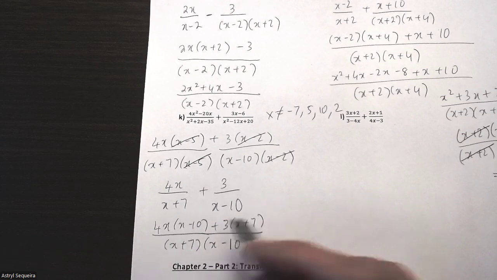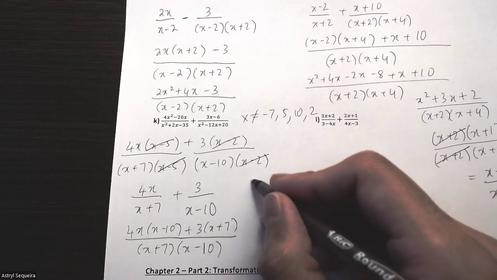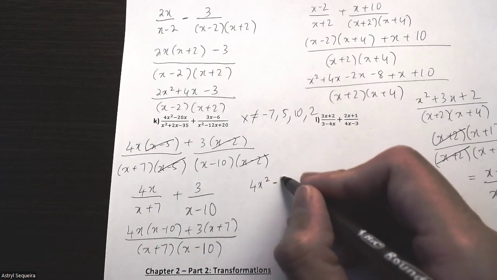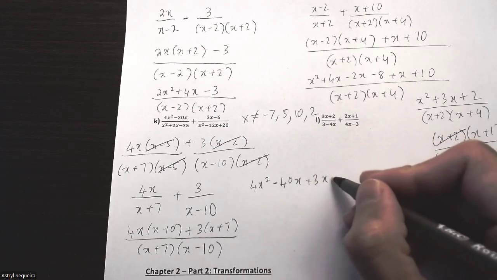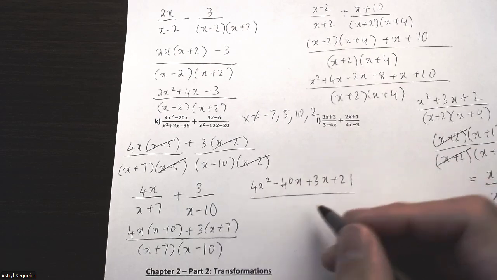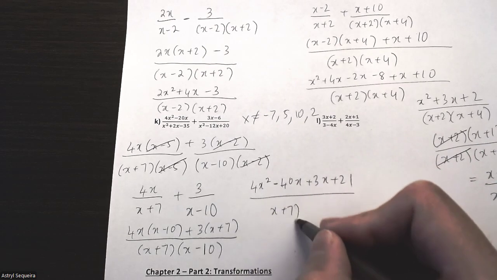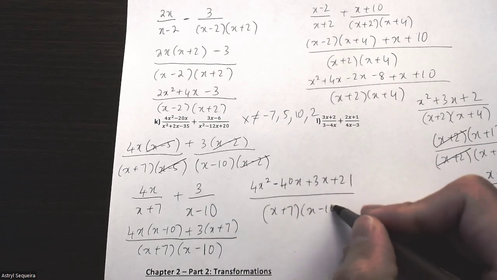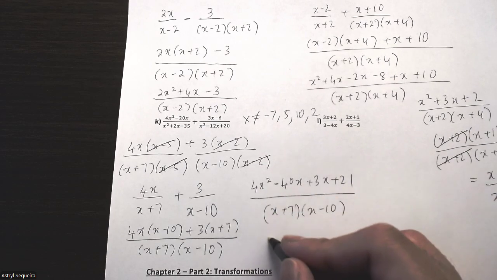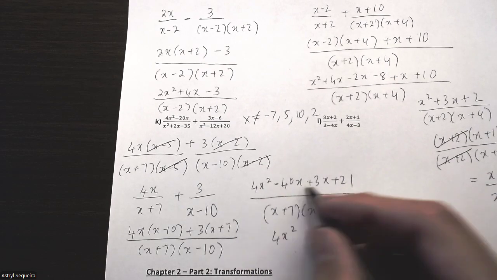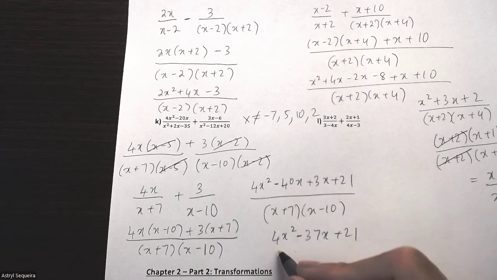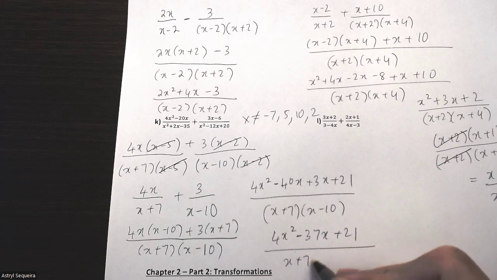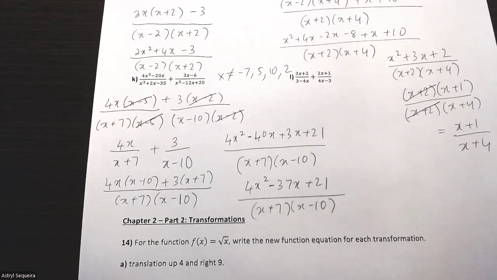I'm just going to expand the top. We'll continue over here. So 4x squared minus 40x plus 3x plus 21 over x plus 7, x minus 10. And then if I combine like terms, I'll just be left with 4x squared minus 37x plus 21 over x plus 7, x minus 10. So this one is going to be the final solution.